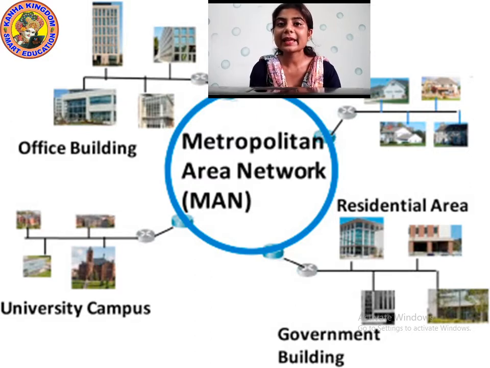In a LAN, it shares its network only to a specific area. Okay? Then this metropolitan area network can share its information or data to different parts of the city or to a particular city. Like office buildings, residential areas, university campuses, they can get the network. Understood?